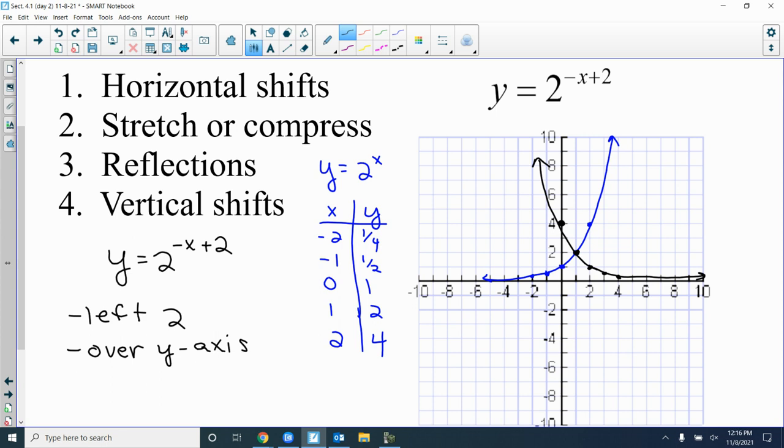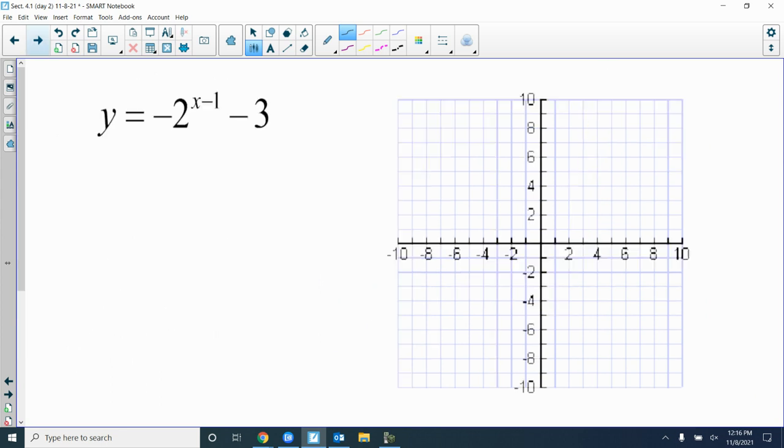All right, second one. Take a look at -2 to the x minus 1, minus 3. Again, I'm going to put the base function, the parent function, on there, y equals 2 to the x. I think what's happening to this one once you get it written down. I'm not going to draw out the XY chart for the 2 to the x since we did it on the last one.